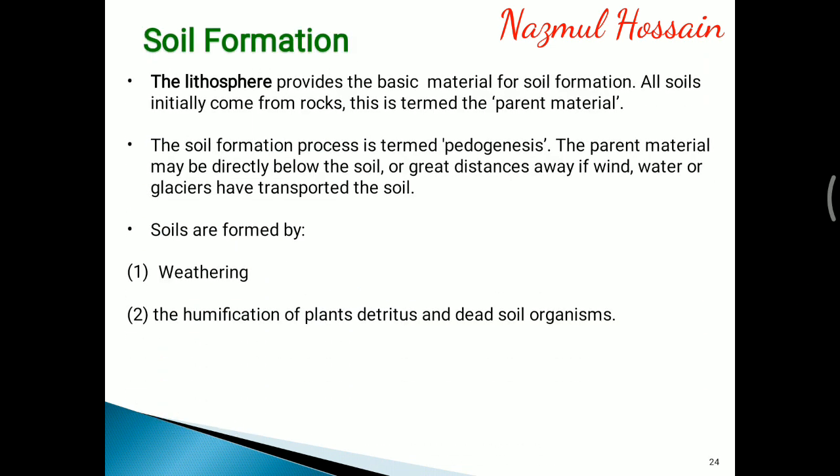Soil formation. The lithosphere provides the basic material for soil formation. All soils initially come from rocks. This is termed the parent material. The soil formation process is termed pedogenesis. The parent material may be directly below the soil or a great distance away if wind, water, or glaciers have transported it. Soils are formed by weathering and the humification of plant detritus and dead soil organisms.